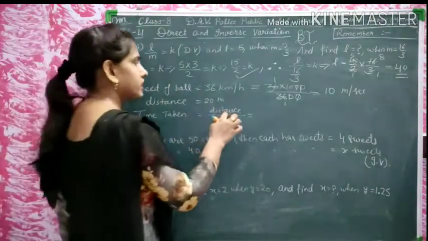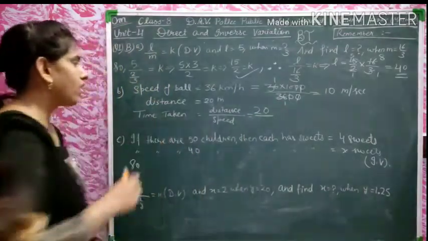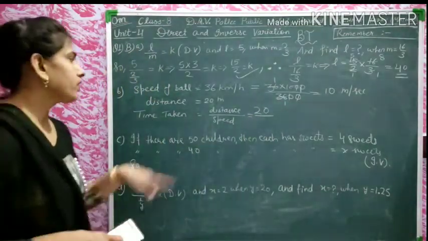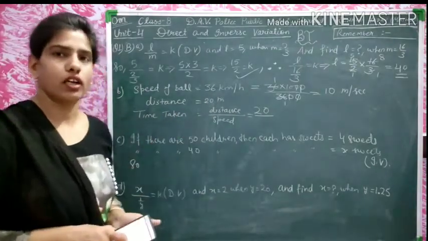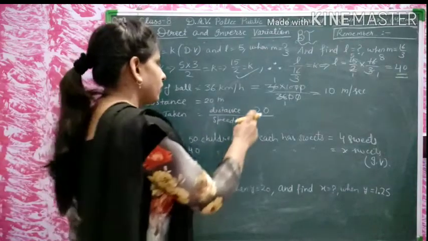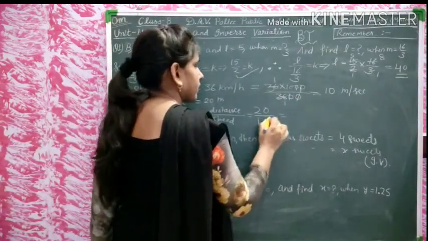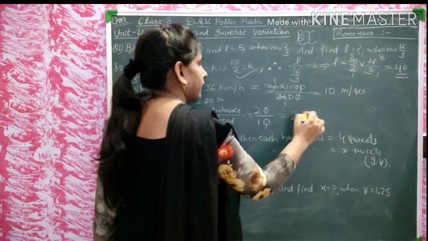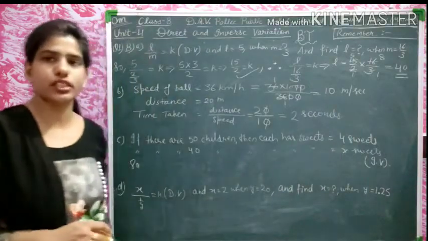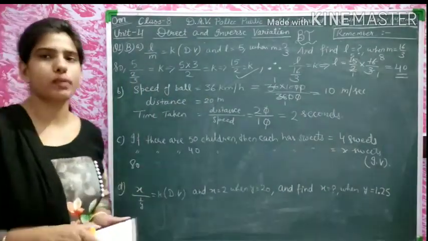Now students, this is the distance, 20. We have to find the time taken by the ball to cover this distance. This is the formula: time is distance by speed. 20 is the distance, speed is 10 meters per second. This will be equal to 2, and time is counted in seconds. Is this clear students? This will be the answer. Now we will go to part C.